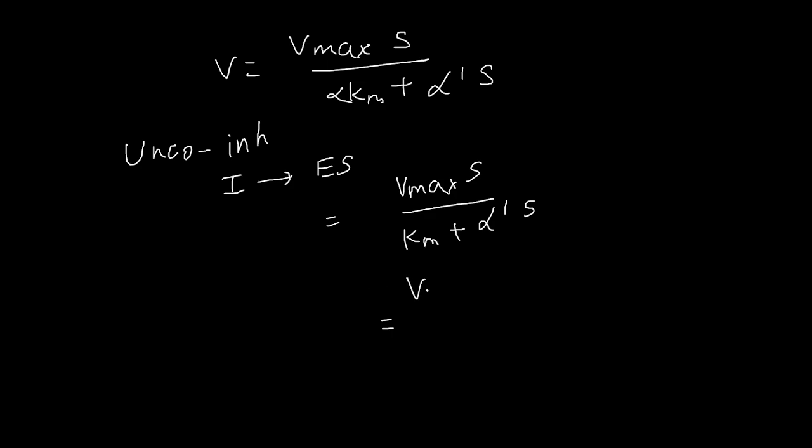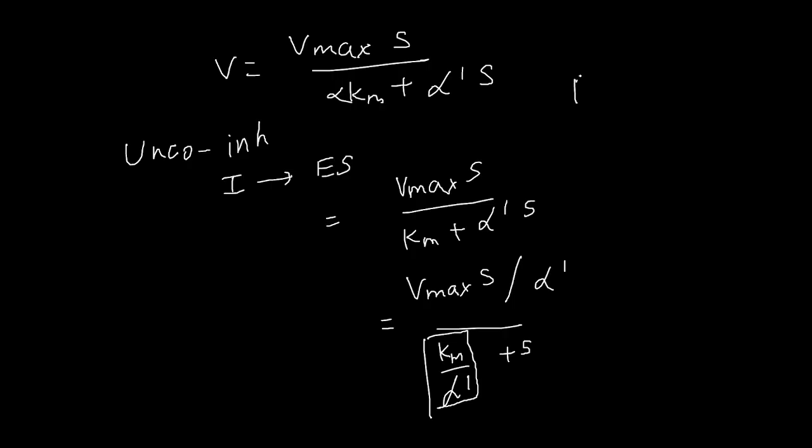So what will you get? Vmax S divided by alpha prime, divided by Km by alpha prime plus S. So Km is going to be basically decreased. Okay. So here you will see the apparent Km in the presence of inhibitor is going to be Km by alpha prime.